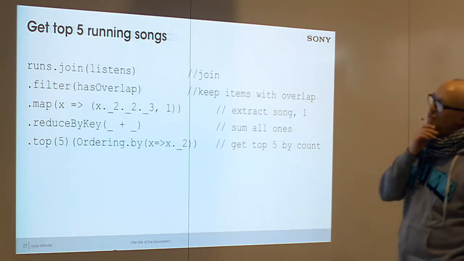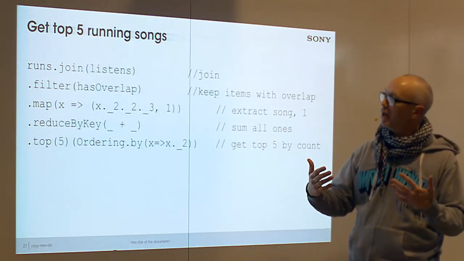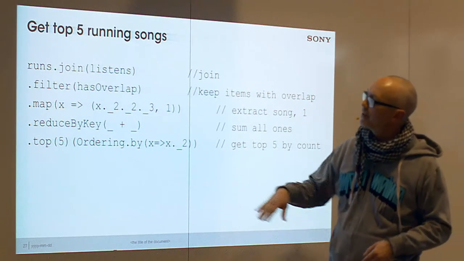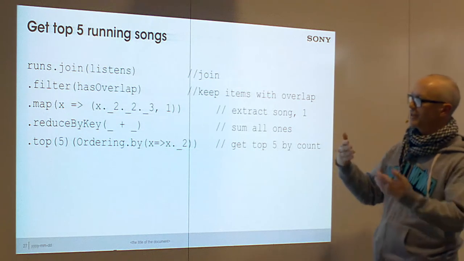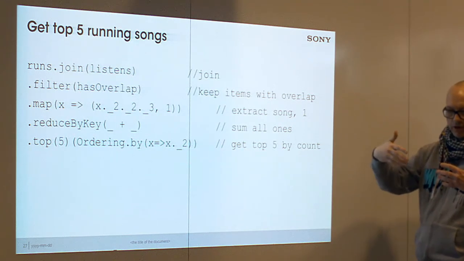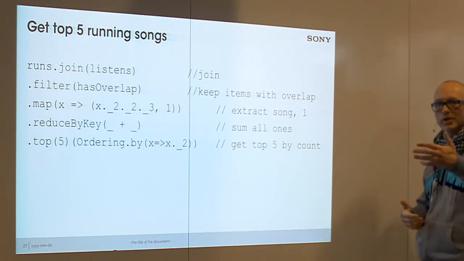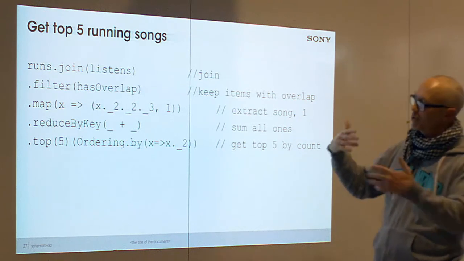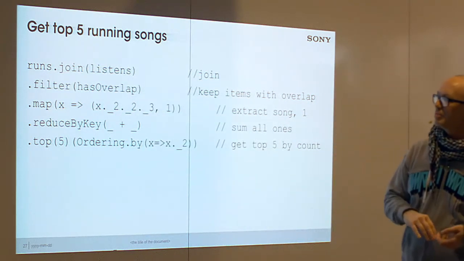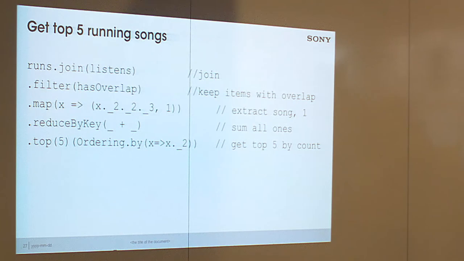And then to get the top five running songs, we do a join on this. And join, as you remember, we had user IDs for both of them. So we just put them together. And then we do a filter. What join means here is that all the running events will be combined with all the listening events, but many of them will not have any overlap in time at all, because he was not running while listening to music at the same time. So we had to extract those that only have an overlap. Then something really strange happens here. In Scala, it's optimized for writing as small code as possible. So it becomes really unreadable.